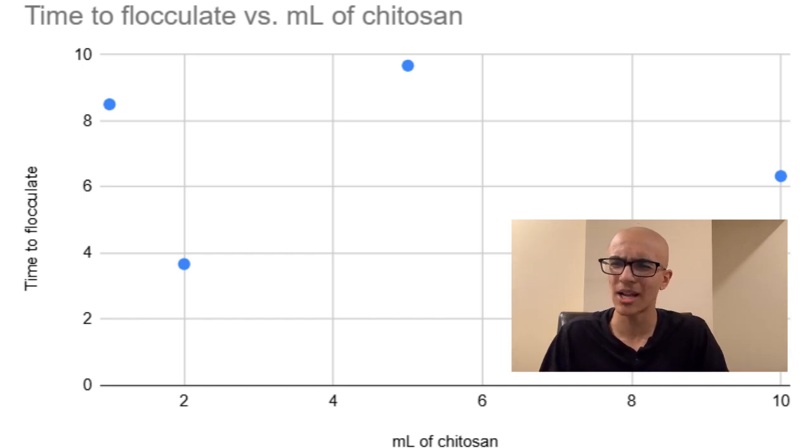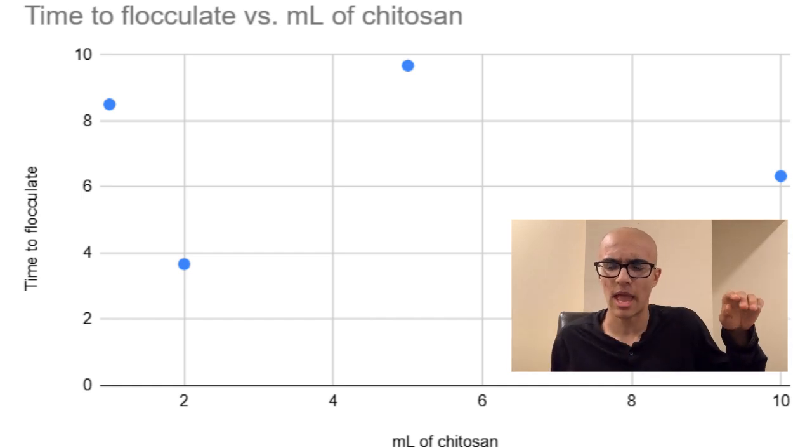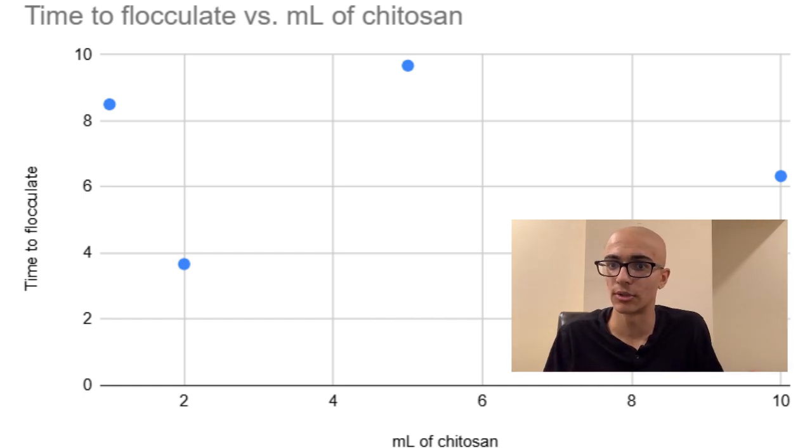And the data is actually kind of all over the place, which isn't entirely unexpected, to be honest. What we're seeing is that the lowest time to flocculate fully was with 2 milliliters of chitosan hydrochloride, and the highest was with 5 milliliters. You'd probably expect a downward trend, as in when you have 1 milliliter, it takes the longest, and when you have 10 milliliters, it takes the shortest. But that's not what's happening here. So clearly there's more complex things happening. To be honest, I'm not entirely sure what's going on quite yet.